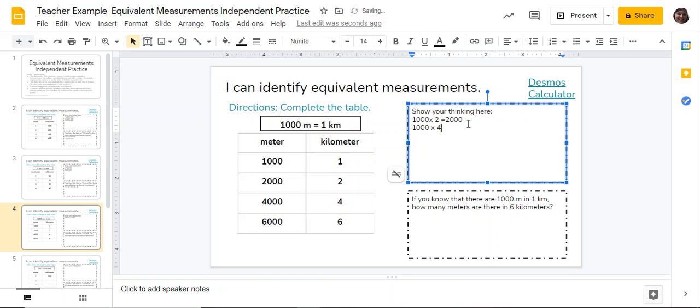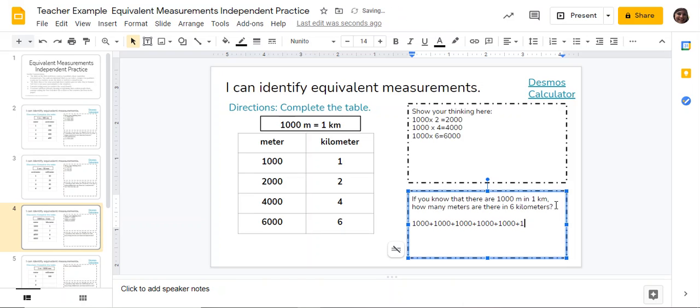1,000 times 4 equals 4,000. And finally, we did 1,000 times 6, and that gave us 6,000. Okay, this is the same thing as that last question. If I have 6 kilometers, how many meters do I have? I have 1,000, 1,000, that's 2 kilometers, 3 kilometers, 4 kilometers, 5 kilometers, 6 kilometers, and that equals 6,000 meters. Okay.